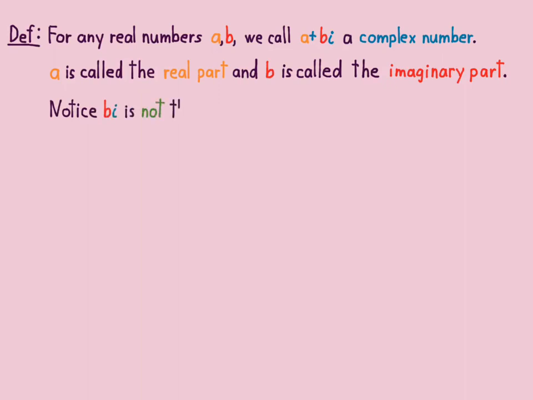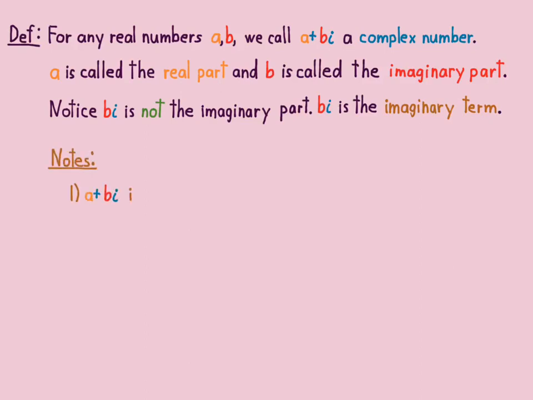So that confuses people a little bit sometimes. So I wrote that out for you so you can see it and review it. So bi is not the imaginary part. bi is the imaginary term. b is the imaginary part of the complex number a plus bi.